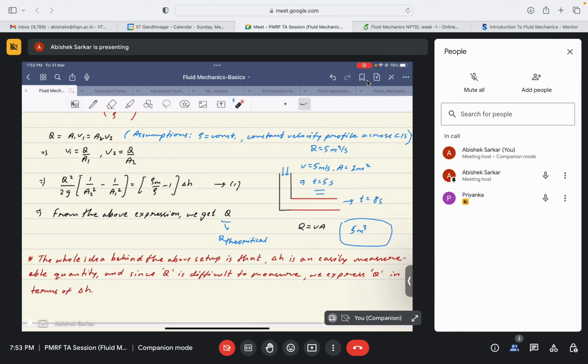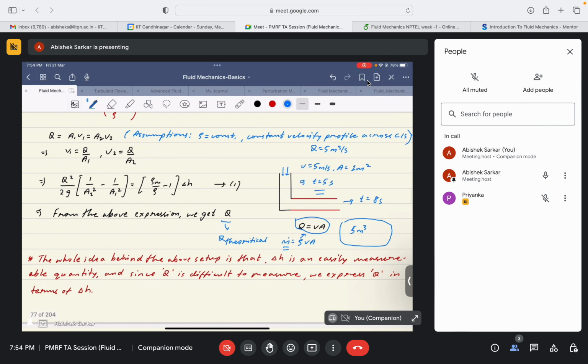Okay, see, mass flow rate is what? Mass flow rate, m dot, in this case would be equal to rho V A, right? And rho for water, at least for general purpose flows, would remain constant throughout. So that's why we do not consider mass flow rate. Since rho remains constant throughout the flow field, we just take into consideration the volume flow rate.